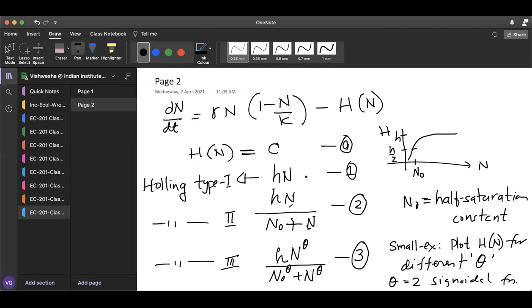And they're all basically called functional forms. When a predator consumes prey, the rate at which predators consume prey, that consumption functional form, can be of these broad categories: constant, linear, saturating but hyperbolic, and then sigmoidal-like functions. So they are all called functional forms.